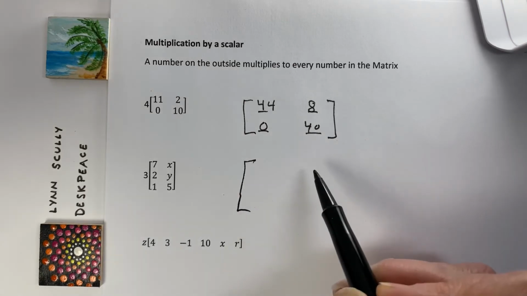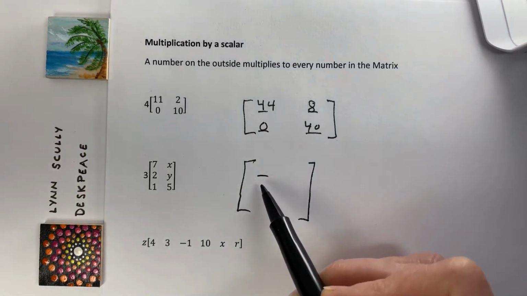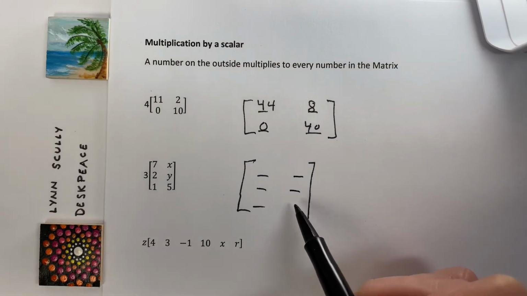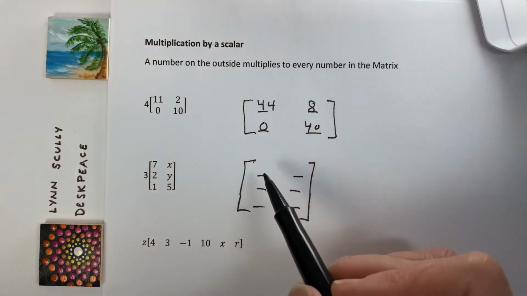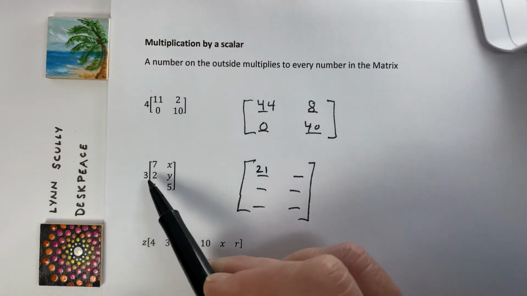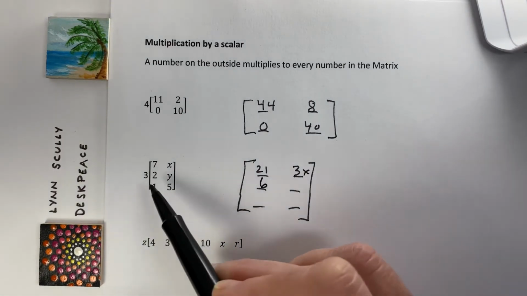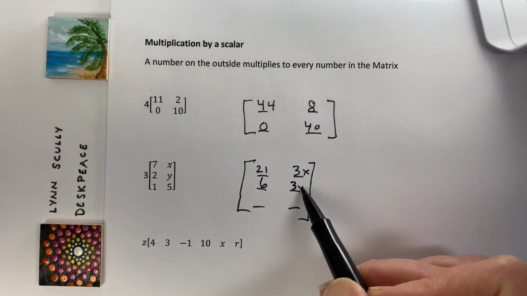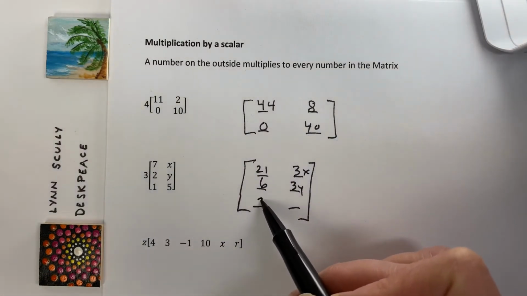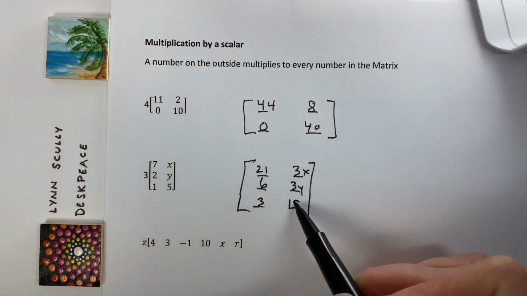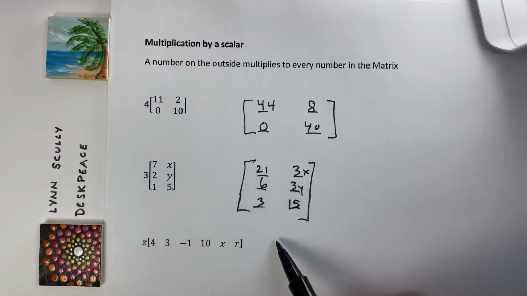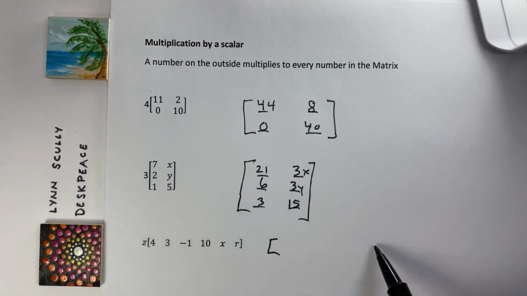So I'm going to do this again, and I'm going to write this out, and I'm going to have 3 in each column. 3 times 7, 21. 3 times x, 3x. 3 times 2, 6. 3 times y, 3y. 3 times 1, 3. 3 times 5, 15. And then finally, this one, see if I have room to write this out.